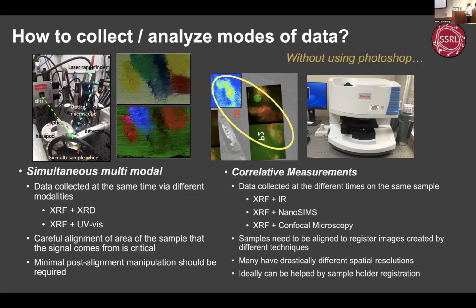So now we need to think about how we're going to take different sets of data that are collected by mass spec, confocal microscopy, infrared, Raman. How can we actually put these together, right?